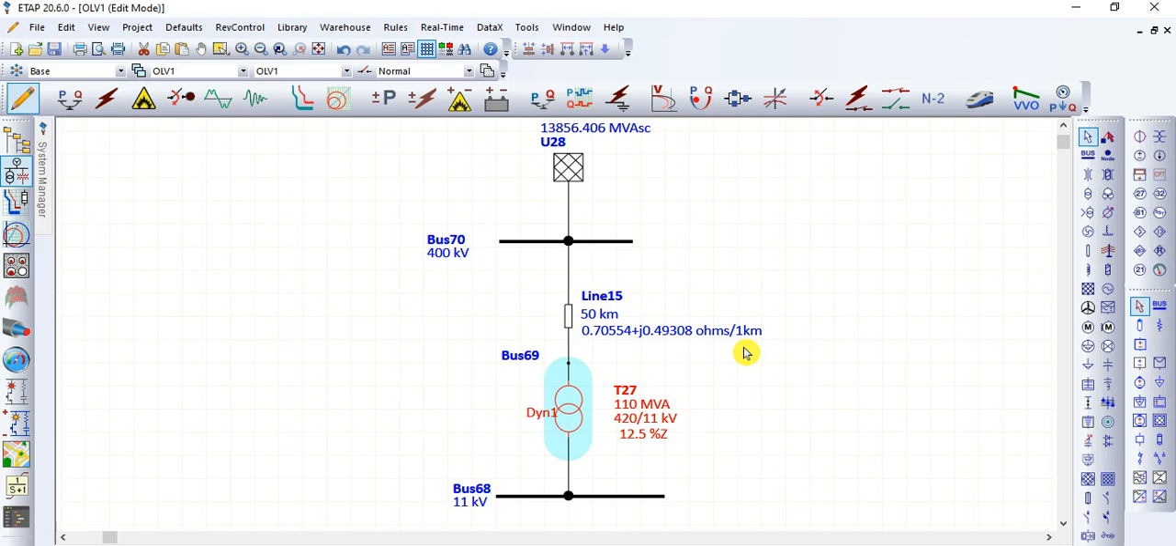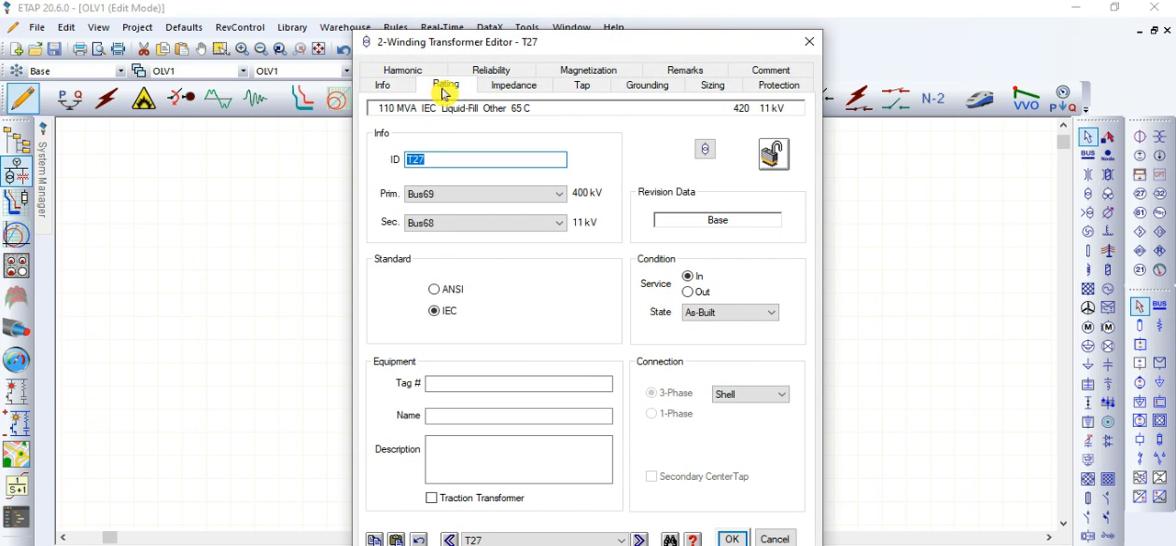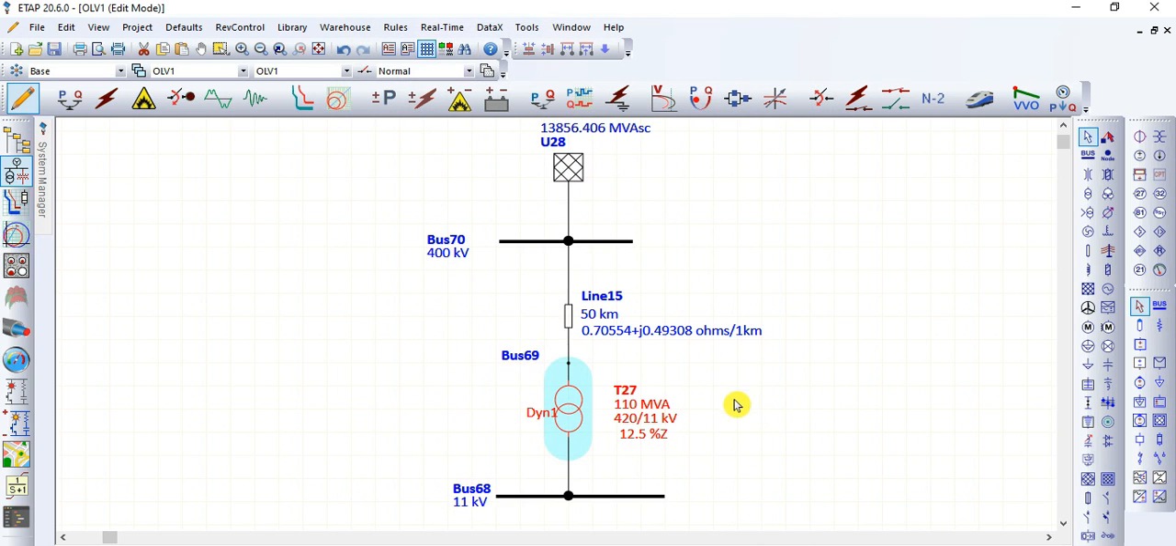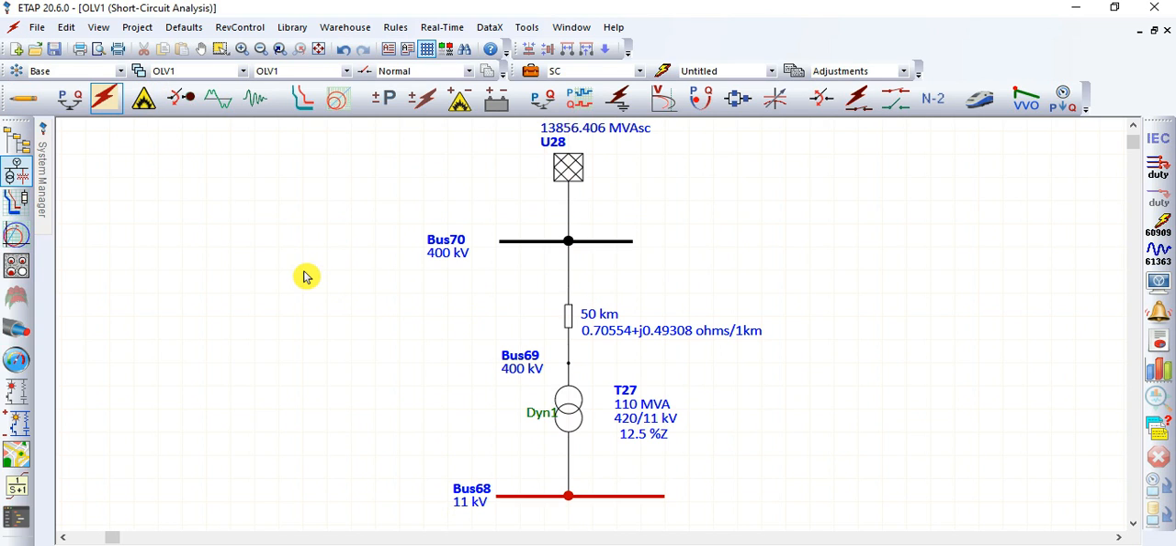and this is the transformer. So here 110 MVA transformer is considered, 420 by 11 kV transformer with percentage impedance of 12.5 percentage. Maybe I have taken the typical impedance here, 12.5 percentage, X by R ratio 45. These are the typical Z and X by R values of this 110 MVA transformer. So now let's quickly jump to the short circuit study.